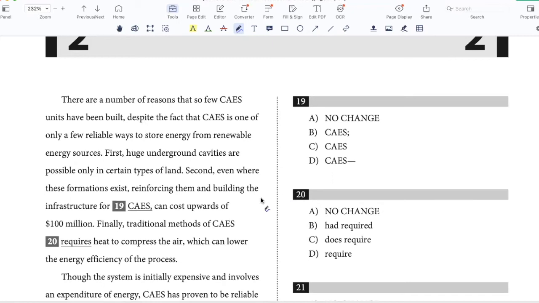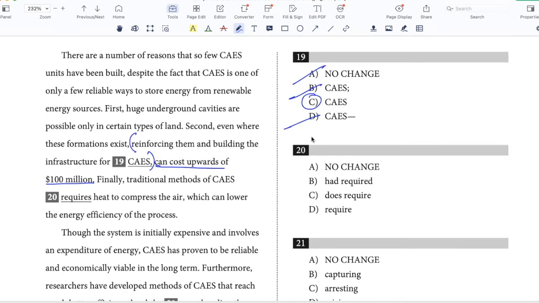Now here I need to decide if I need a punctuation and I don't, right? Because this part is the subject of the sentence, reinforcing the cavities and building the infrastructure for CAES. And this part is the predicate, which is basically what you are saying about the subject, right? So when you have a subject and a predicate, or a subject and a verb, you don't put a punctuation between them. So you don't need a comma, you don't need a semicolon, and you don't need a dash. So the best answer is C.